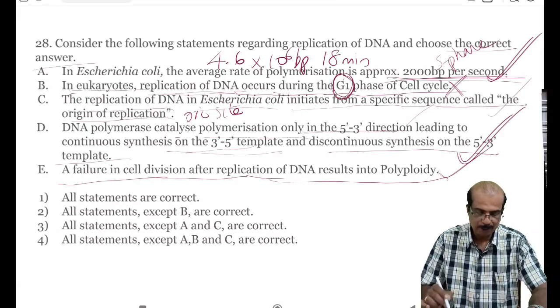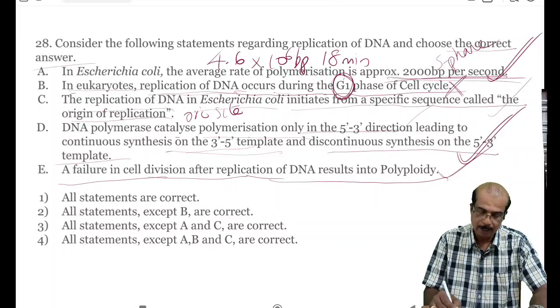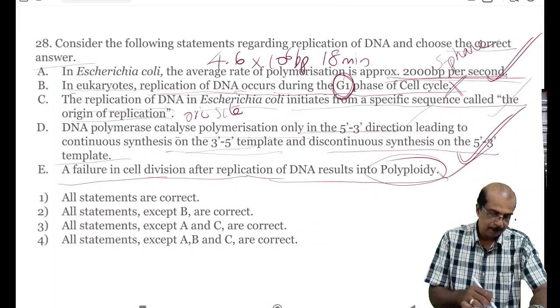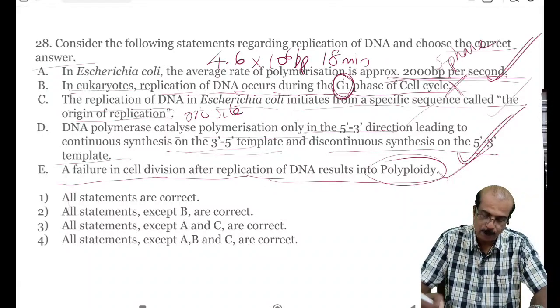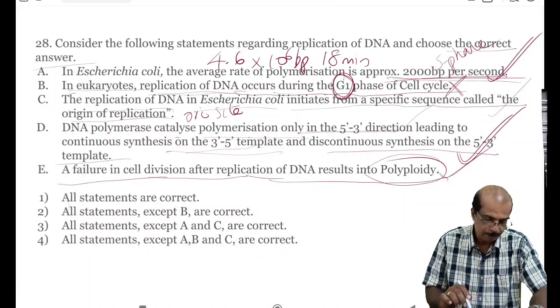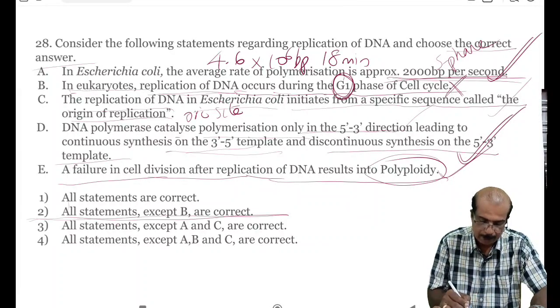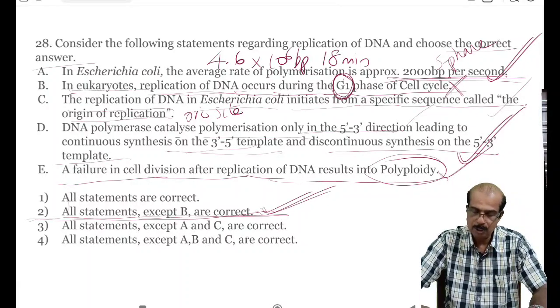If the cell fails to undergo cytokinesis, the result will be polyploidy. So analyze the options. Here only one statement is wrong, that is statement B. So our answer will be the second choice. All statements except B are correct. The second choice will be the answer to this 28th question.